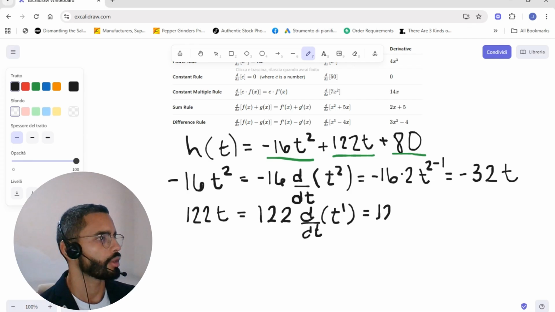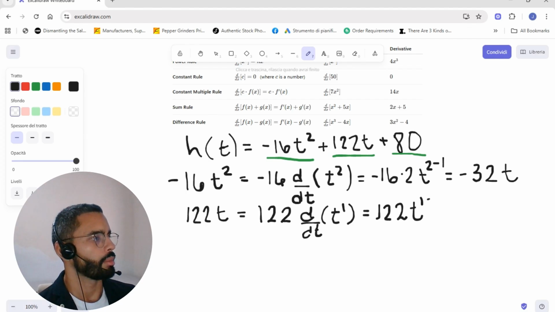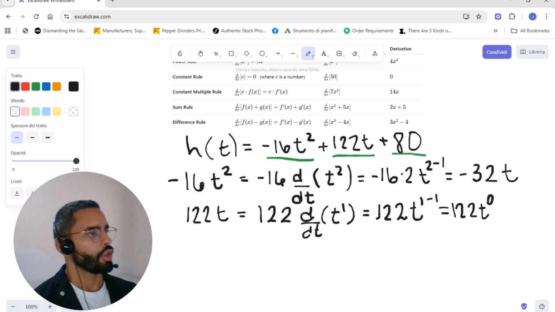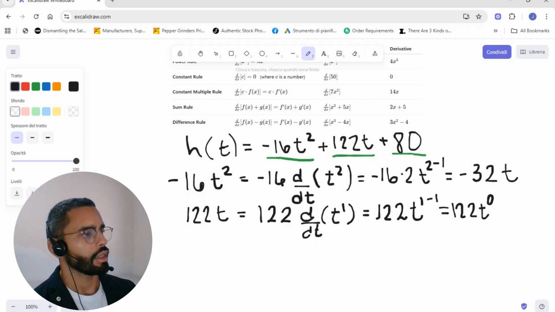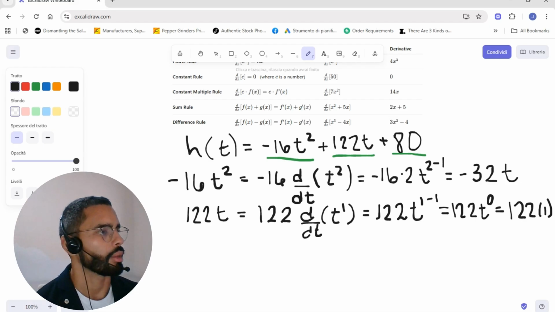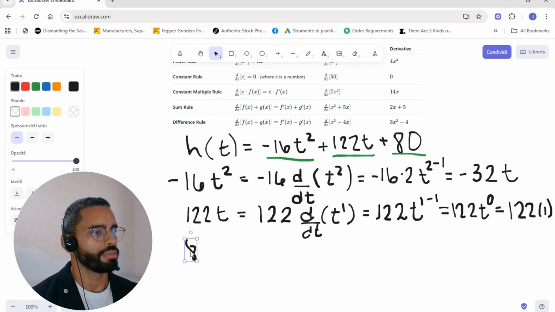122 t to the power of 1 minus 1. Yes, so that would be 122 times t to the power of 0. And what is t to the power of 0? What is anything to the power of 0? Correct. That's equal to 1. So it will be 122 times 1, which is just 122. Okay, perfect. Now last we have 80, which is the constant number.